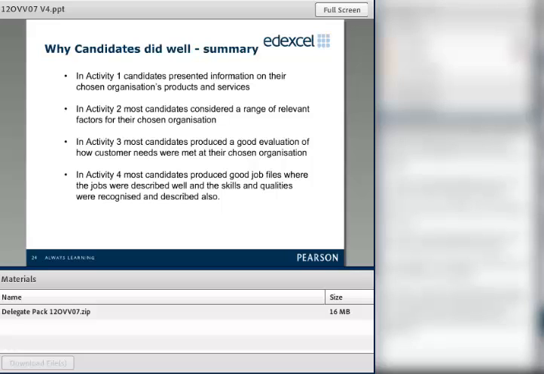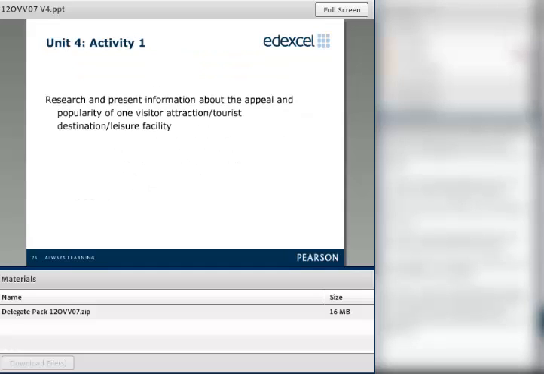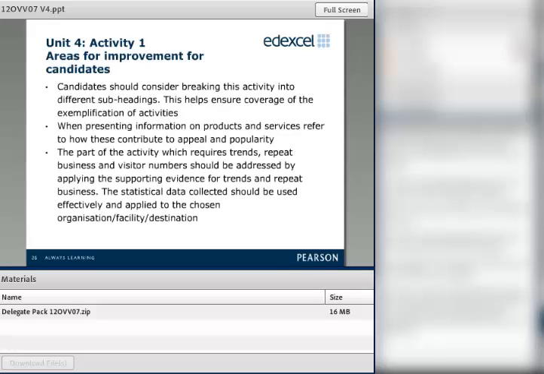Moving swiftly on, the first activity in this unit. Research and present information about the appeal and popularity of one visitor attraction, tourist destination, or leisure facility. Okay, so there are really a couple of things they need to look at here. We split this activity down into 3 parts.